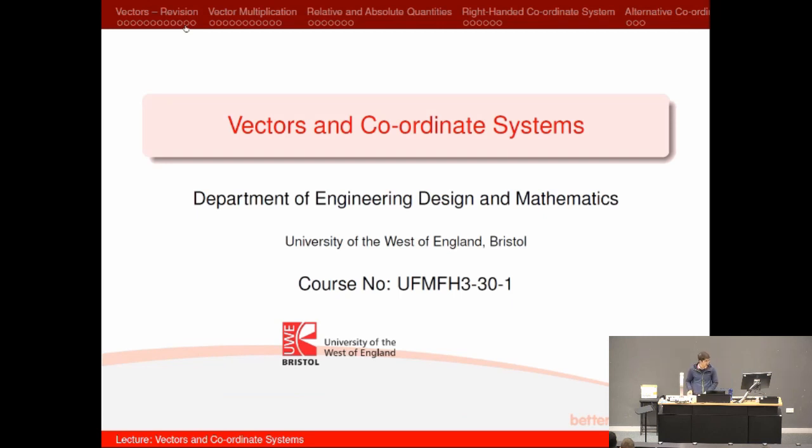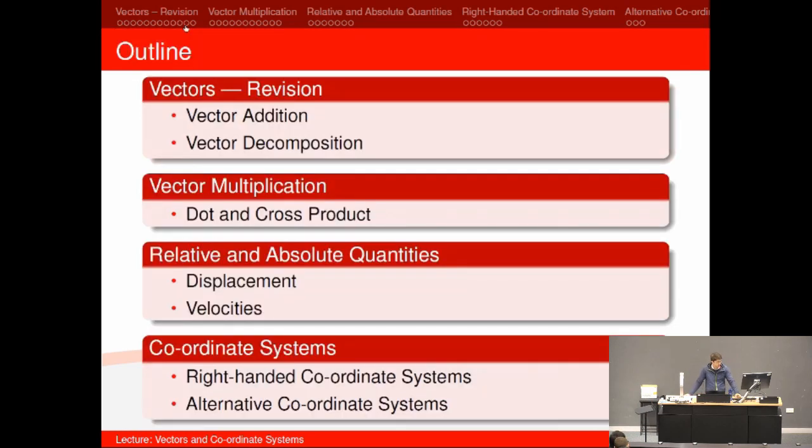Right, today we are covering vectors and coordinate systems. That is today, just a quick outline. We're going to go through a little bit of revision on the vector side. We'll look at how you can multiply vectors, the dot and the cross product. And then we're going to do some relative and absolute motion and look at all the different kinds of coordinate systems that you can get.